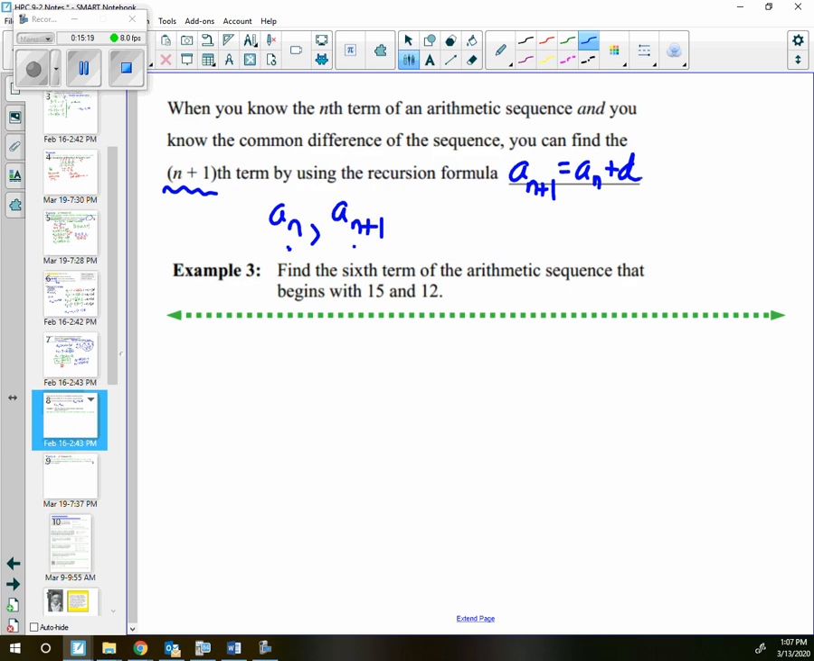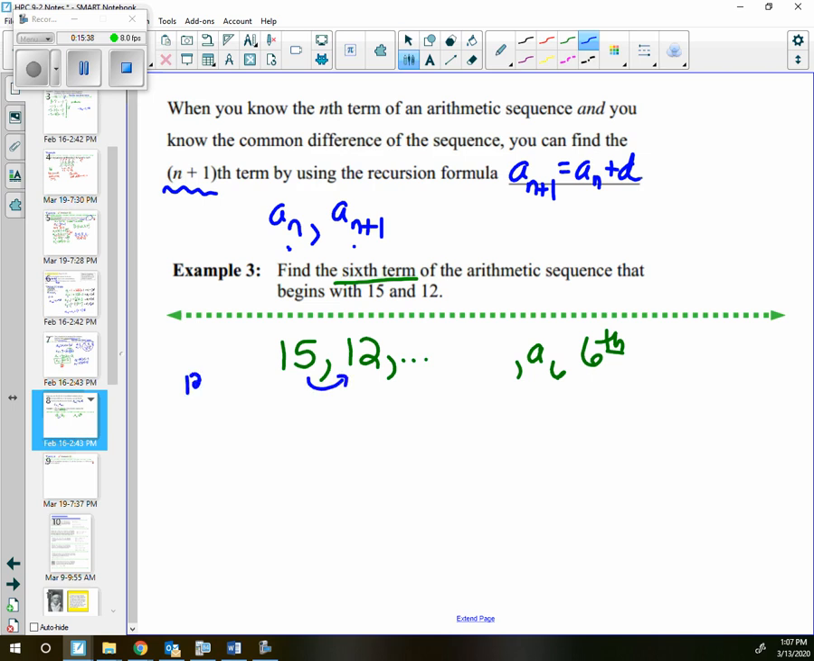So we can do that for any sequence as long as we know what the difference is. So they say, okay, we've got this arithmetic sequence that starts with a 15 and a 12. They want you to find the sixth term. So we want the sixth, or the a sub 6. Well, I guess we need to figure out what's our common difference. So let's take a look.